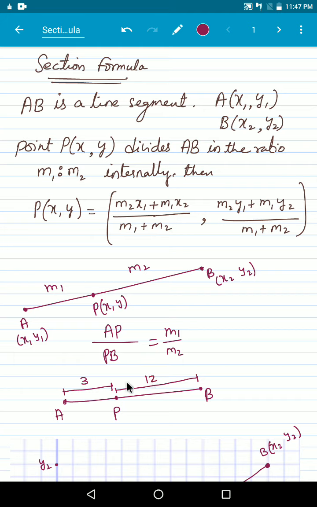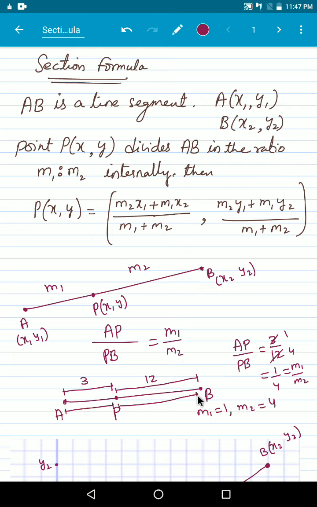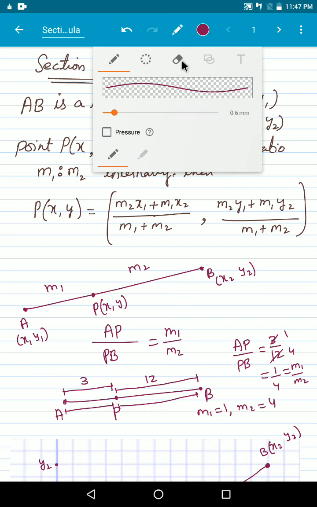So the ratio m1 is to m2 is now 3 is to 12. AP divided by PB is 3 by 12. So if you cancel this, 3 ones are 3, 3 fours are 12. So 1 by 4. So 1 by 4 is m1 divided by m2. So we can take m1 as 1 and m2 as 4. So this will be one part and this will be 4 parts. So 1 is to 4 is the ratio. I hope you understood the formula.